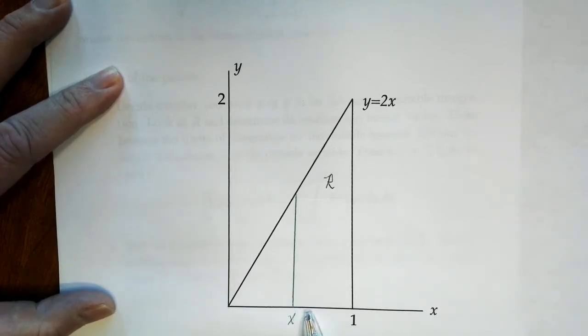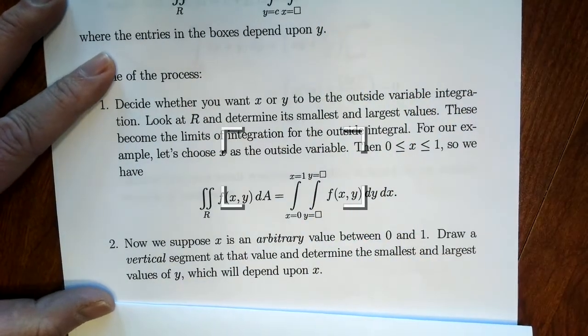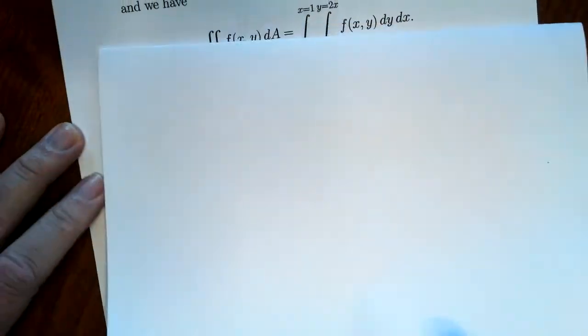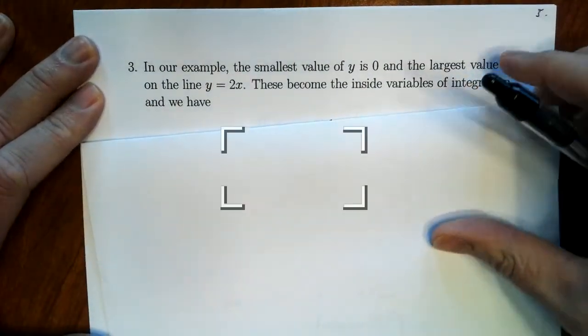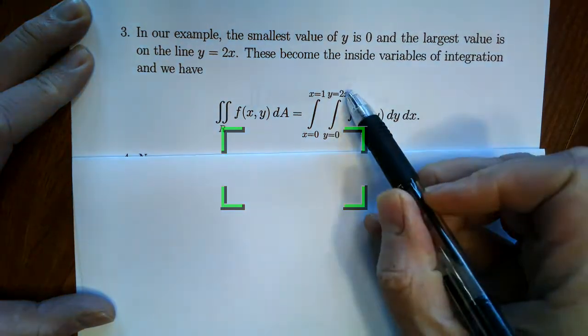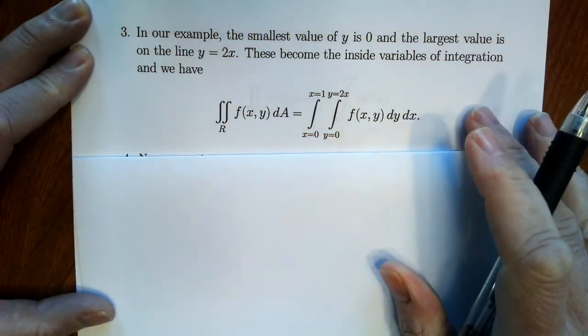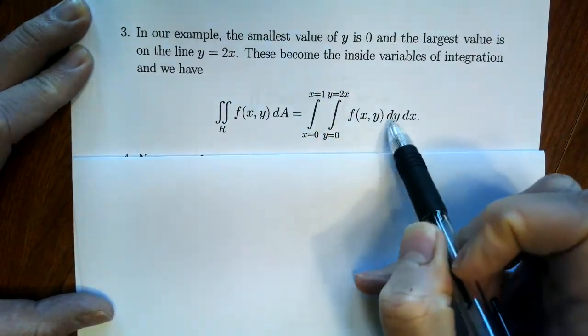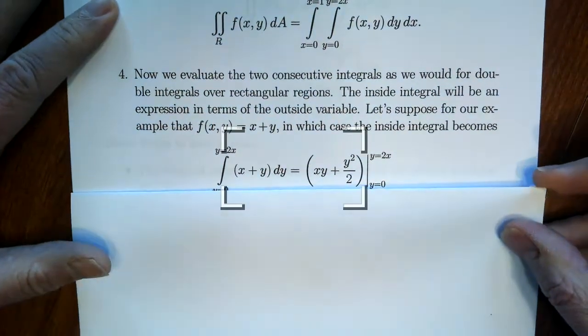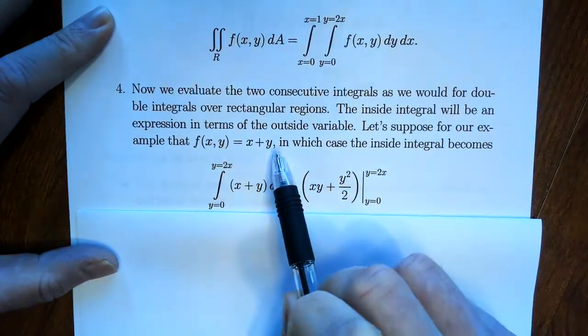Well, the smallest value of y, regardless of where I choose my value of x, will always be 0. Now the largest value is always going to be up on the line where y is equal to 2x. So let's say that again. For our example, the smallest value of y is 0, and the largest value of y is on the line y equals 2x. So they become the inside limits of integration, y equals 0 to y equals 2x. So what we will do is evaluate this inside integral and then take the result and integrate it with respect to x. So we're going to look at a particular example, where f of x,y is x plus y.